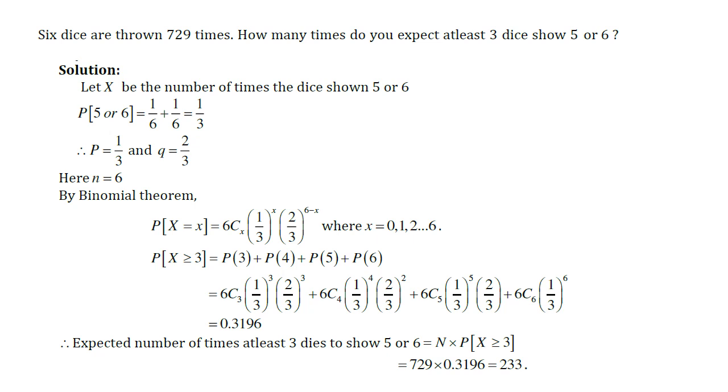Therefore, by the binomial theorem, P(X ≥ 3) is the probability of getting 3, plus the probability of getting 4, plus 5, plus 6. After using the binomial distribution formula, the answer is 0.3196. Since 6 dice are thrown 729 times, the expected number of times at least 3 dice show 5 or 6 is N, the number of times, into the probability P(X ≥ 3). So this is 729 into 0.3196, which is 233 times.